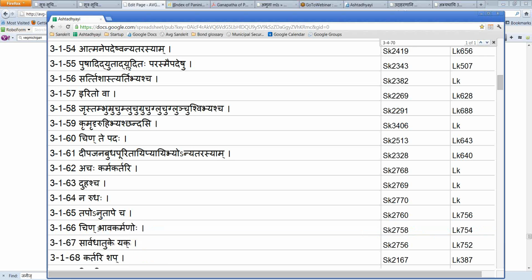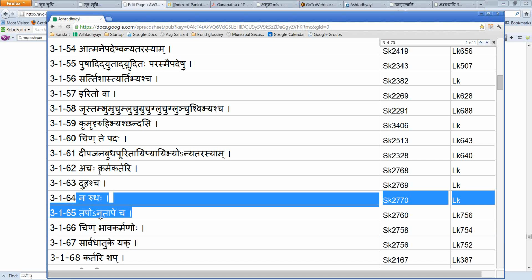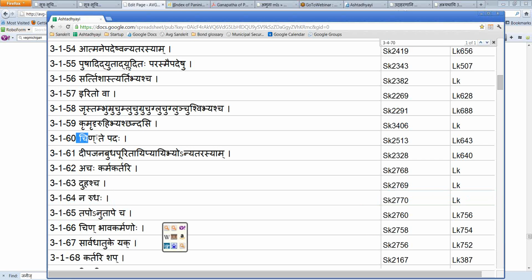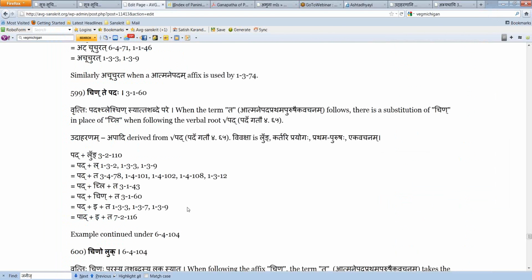Okay, so basically this chin is repeated here because there is an intervention by a nishedha, na rudha, coming in between. So we cannot use the prior chin from 3160. Okay, so chin te padaha, let's get it quickly. Very simple sutram: padashlesh chin syat ta shabde pare.